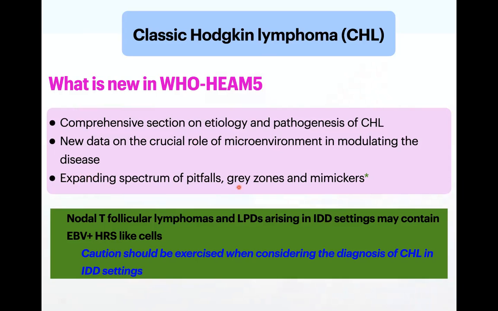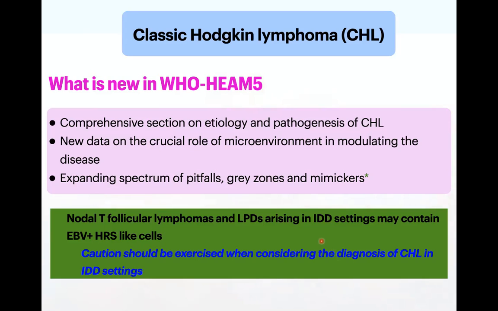Also, the spectrum of pitfalls, gray zones, and mimickers of classical Hodgkin's lymphoma is described. Specifically, nodular T cell follicular lymphomas and lymphoproliferative disorders arising in the immunodeficiency and dysregulation setting may contain EBV positive cells which look like Hodgkin's and Reed-Sternberg cells, but they are not actually those cells. In those cases, they are saying that caution should be exercised when considering the diagnosis of classical Hodgkin's lymphoma in an immunodeficiency or dysregulation setting, because sometimes it's not actually classical Hodgkin's lymphoma.